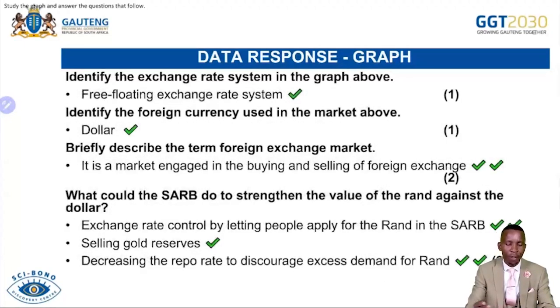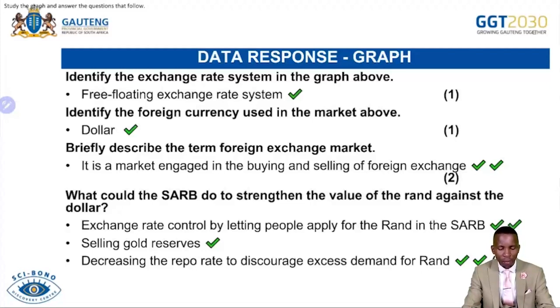Identify: it's a free floating exchange rate system, which is simply an exchange rate that can fluctuate, appreciate and depreciate without any government intervention. The value is determined by market forces, demand and supply. Identify the foreign currency used in the market above: it is the dollar, the US dollar. And then briefly describe the term foreign exchange market: that is the market engaged in buying or selling of foreign currencies.